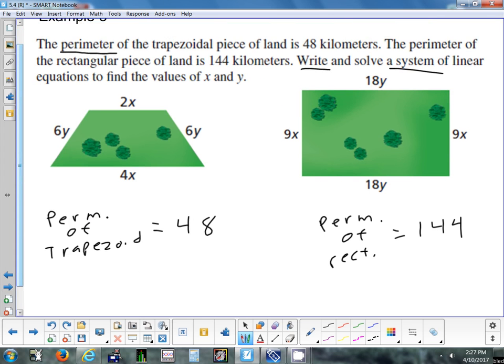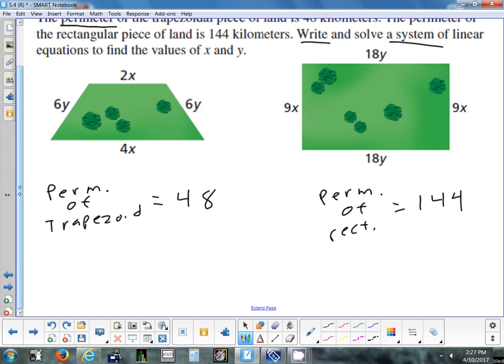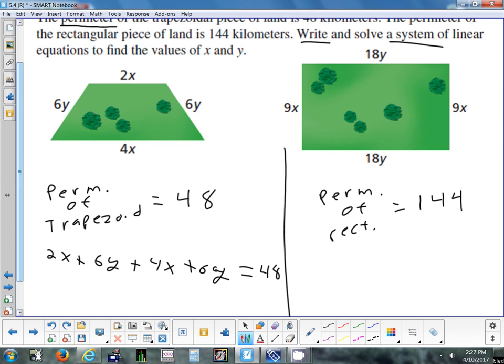Add up all the outside edges. So Kyle, can you name all the outside edges in that trapezoid? And what are you going to do with all the things you just said? Add them. So the perimeter of the trapezoid is 2x plus 6y plus 4x plus 6y. And we already know what that's supposed to come out to. What's the perimeter of the trapezoid? 48. Okay, we'll come back to that in a second.